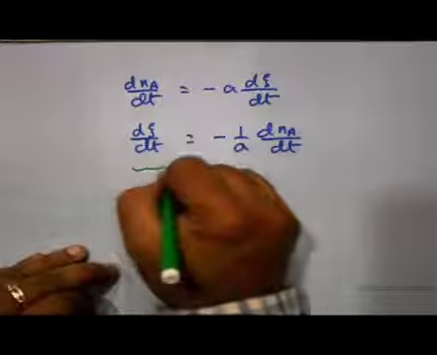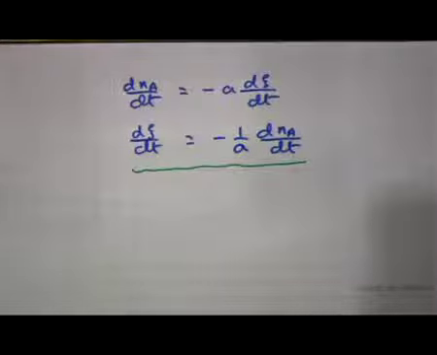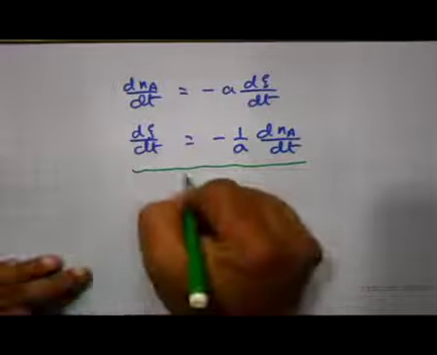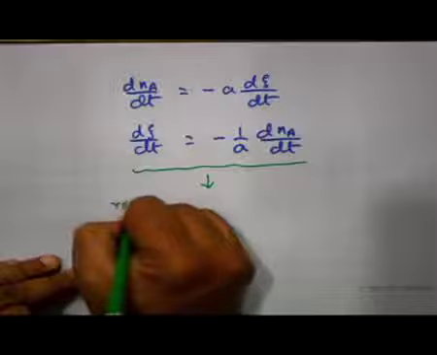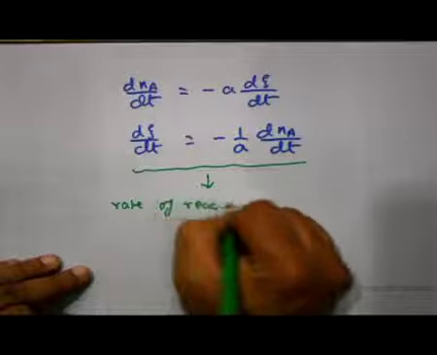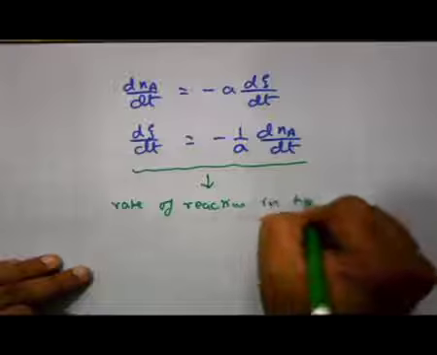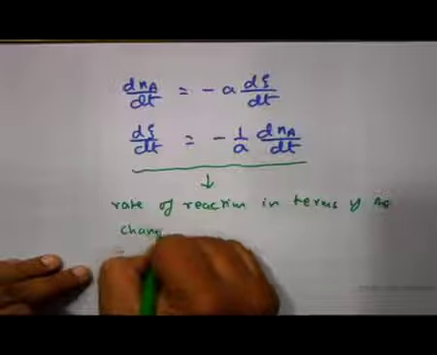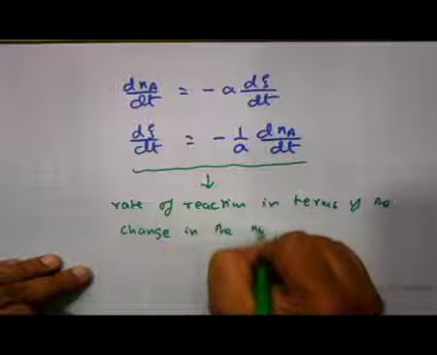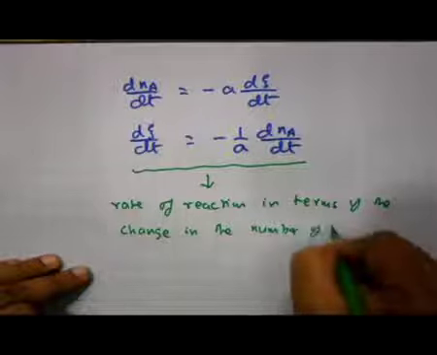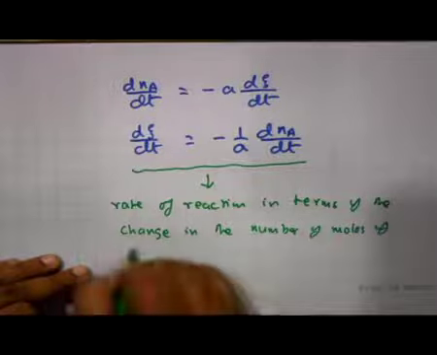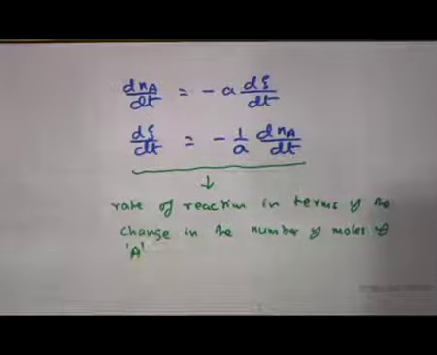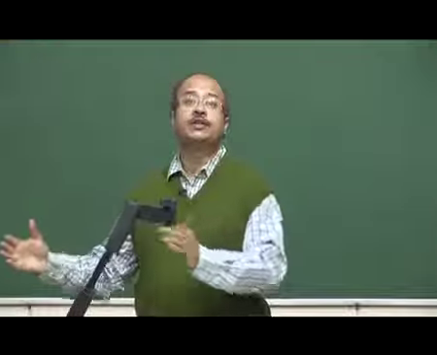So, now what have you done? What you have done is, or what we have done is, that we have expressed this rate of reaction in terms of the change in the number of moles of A, which is reactant A. So, to carry on with this, suppose I try to express this in terms of the reactant B.